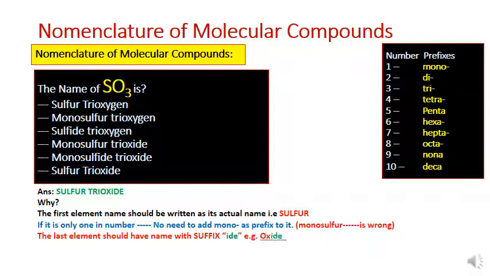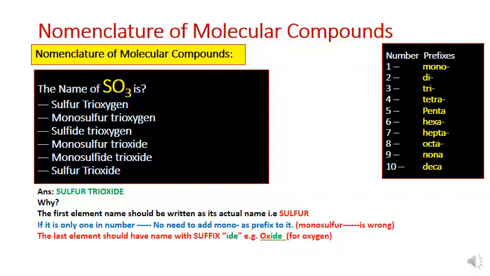The first element you should write as sulfur, the other should be oxide. Don't write oxygen. Don't write trioxygen. You should write trioxide. So these are the rules we should know. SO3 means sulfur trioxide. Why do we use tri? Can I write monosulfur trioxide? No, this is wrong, because if you have 2 elements, the first element number is 1. No need to write mono.